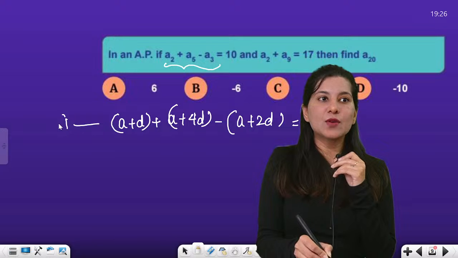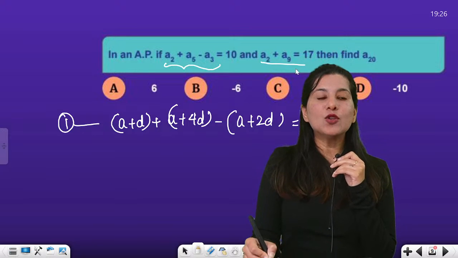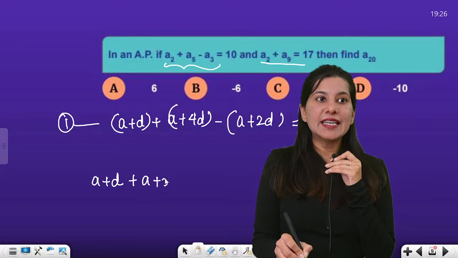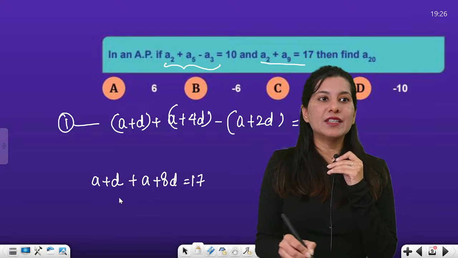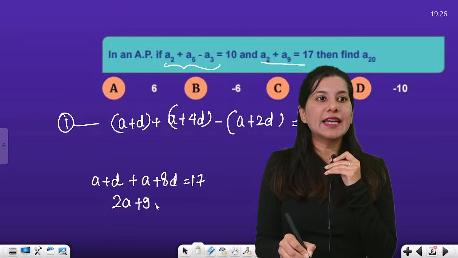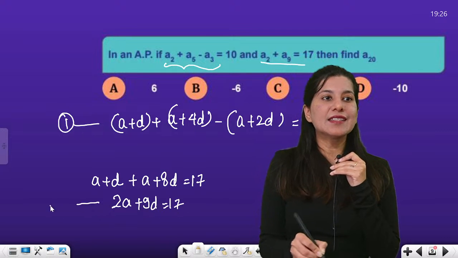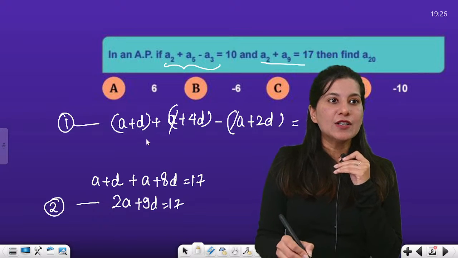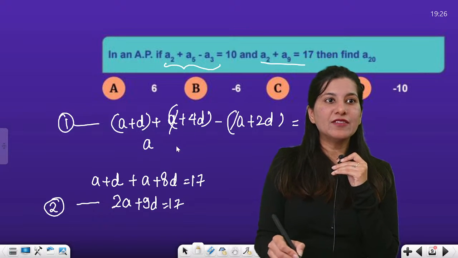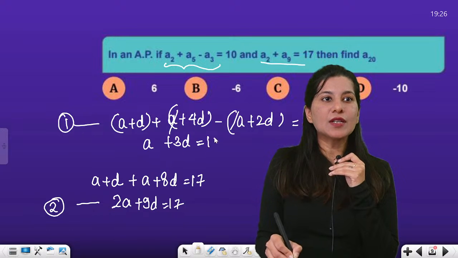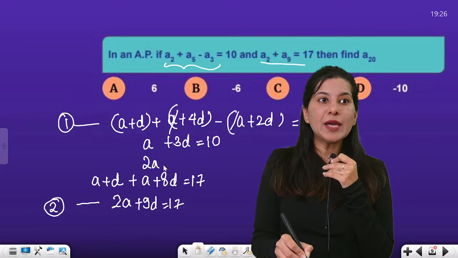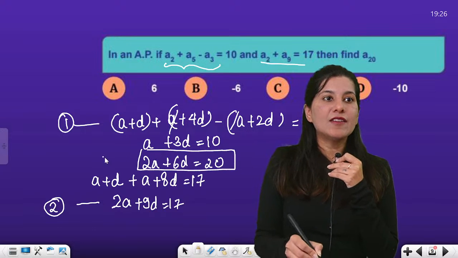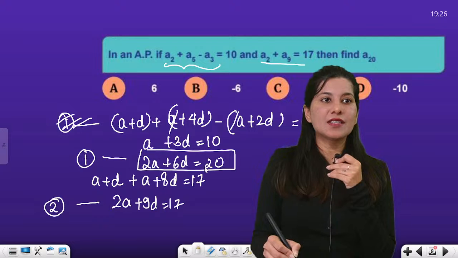This is your first equation. What about the second? A2 plus A9. So a plus d plus a plus 8d is equal to 17. So 2a plus 9d is equal to 17. This is your second equation, right? And a cancels with a. So a plus 3d is coming out as 10, or what I can do is 2a plus 6d is 20. So this is actually your first equation.